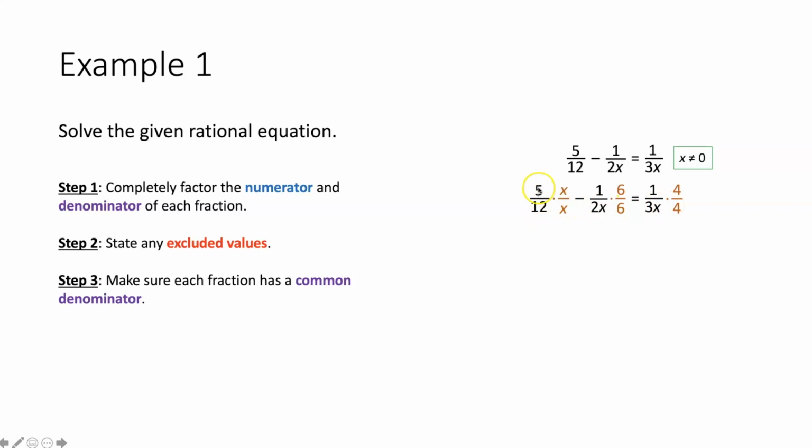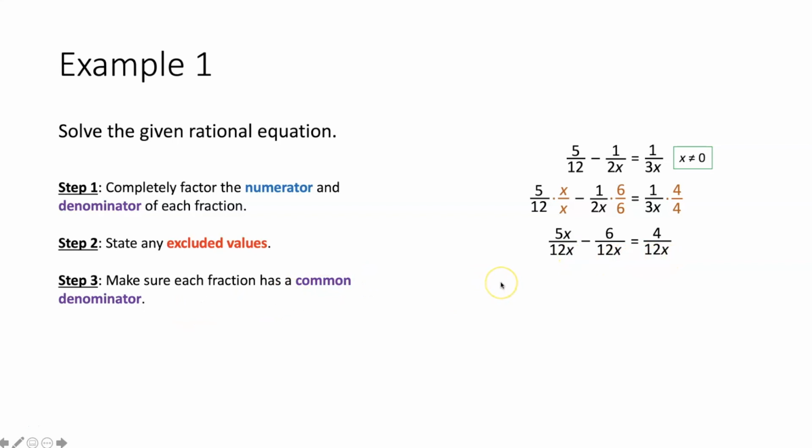Now all I have to do is just multiply. 5 times x is going to be 5x in our numerator, and it's going to be over our common denominator 12x. Minus, and then it's going to be 1 times 6 in our numerator here over our common denominator 12x, and that equals, and then 1 times 4 in our numerator over here over our common denominator 12x. Now each fraction has the exact same denominator. We have a common denominator.